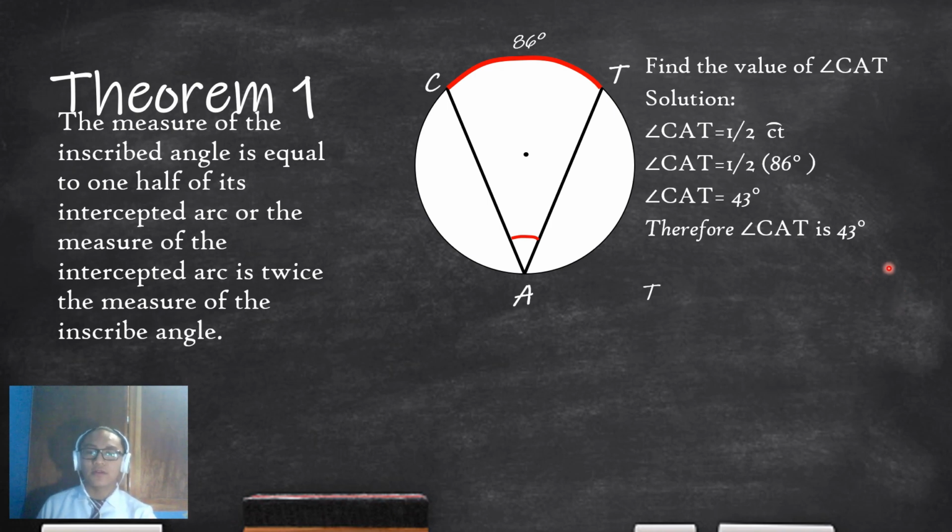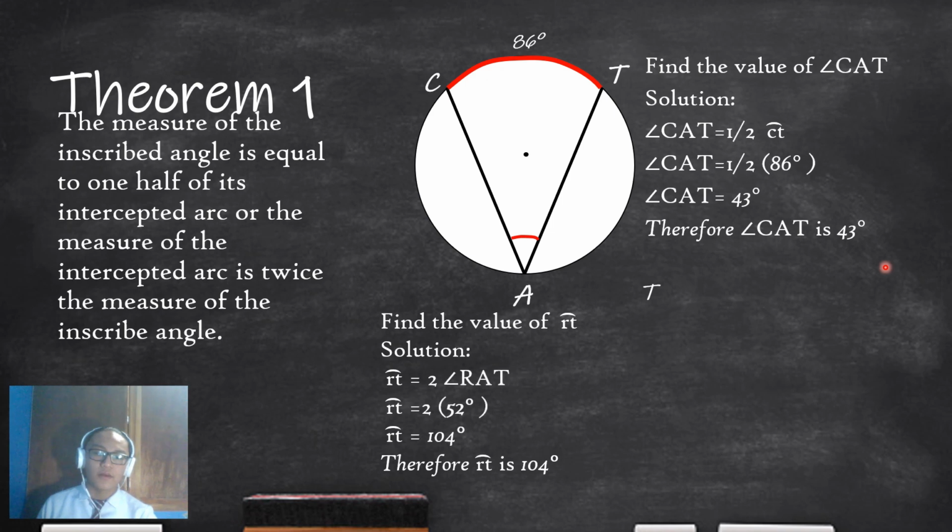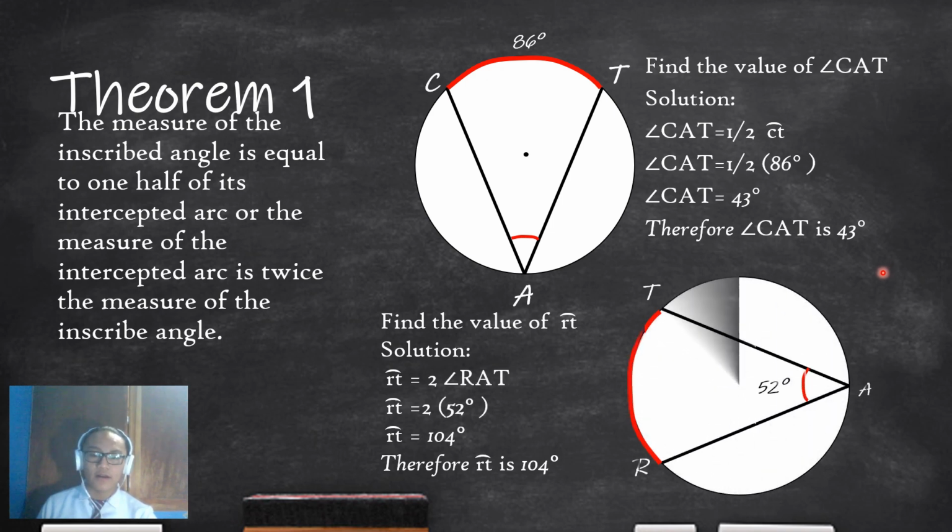For this next example, we are finding the value of the arc. This one for me is the easiest theorem because it is just half. You just have to divide and multiply. When finding the arc, you just have to multiply the angle. And when finding the angle, you just have to divide the arc. As it says, it is 1/2 of its intercepted arc, and the measure of the intercepted arc is twice the measure of the angle. So here in the solution, there's already a given.